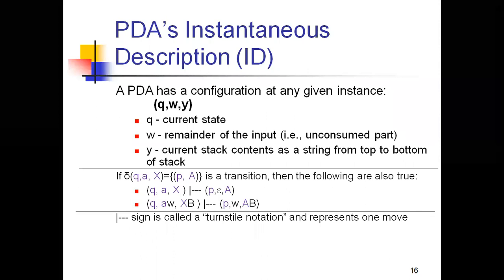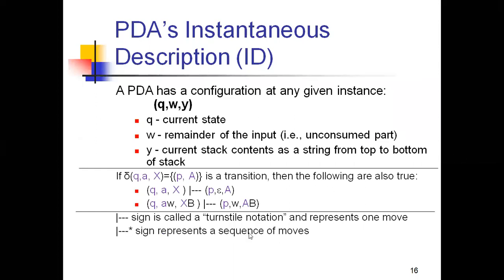So here we're having the sign. This is the sign for representing an instantaneous descriptor. Whenever you want to represent the instantaneous descriptor, you need to follow this sign, right? And the name of this sign is nothing but turnstile notation. And what we are using this sign for is to represent moves, right? Is it clear?